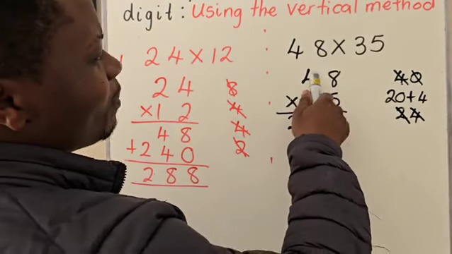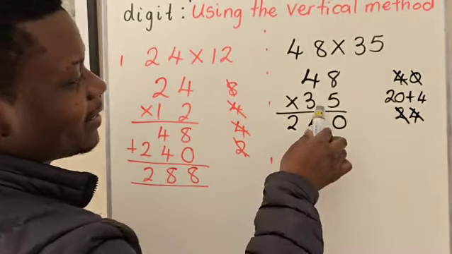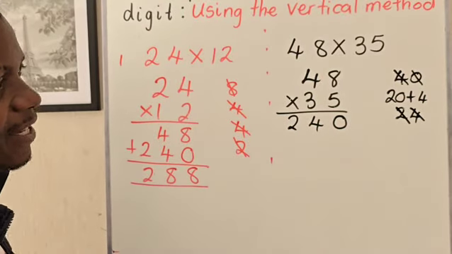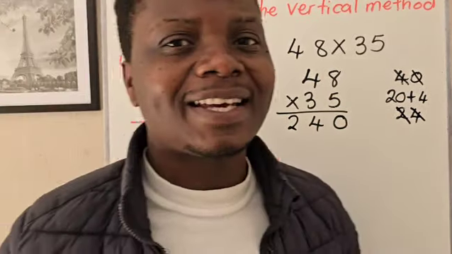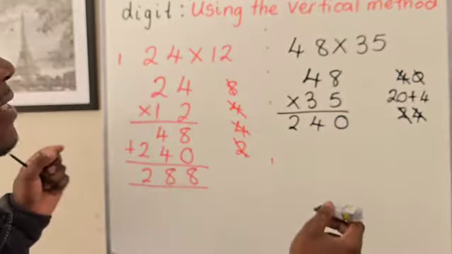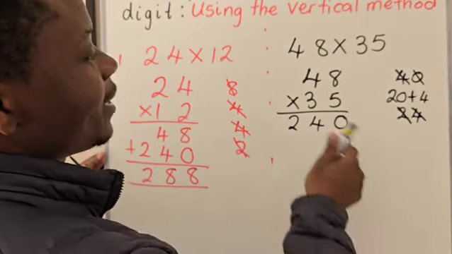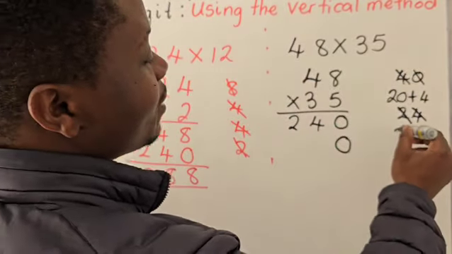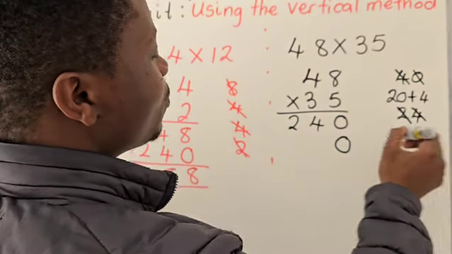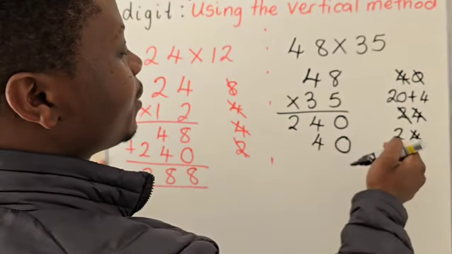Now that I'm done multiplying using the values of my units, the 3 represents the tens. So remember, always the tens needs a 0. So we start by placing a 0 for the tens first. 3 times 8 is 24. I use 4 and leave 2.